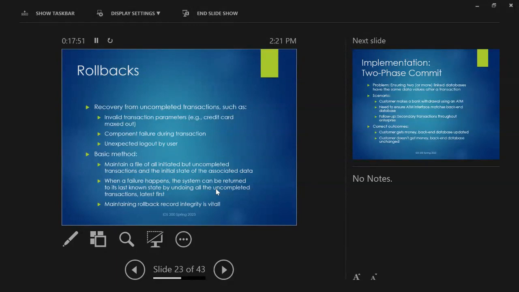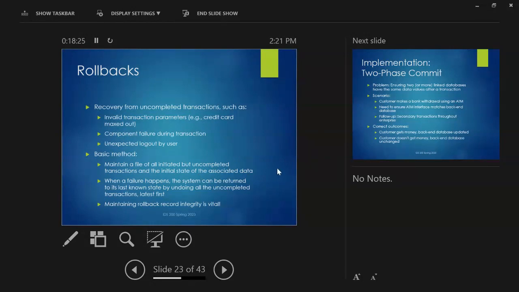Now, last thing before we get to two-phase commit, rollbacks. So rollbacks are a mechanism for recovering from uncompleted transactions. Essentially, a rollback record is some record of the state of the system before the transaction, right? So all the database records that would be affected by the transaction, you make a copy of them and say, here's where we are. And then if something goes wrong with the transaction, if some of the data has changed and some of it hasn't, you know how to restore the system to its original state. That's what rollback records are for, right?